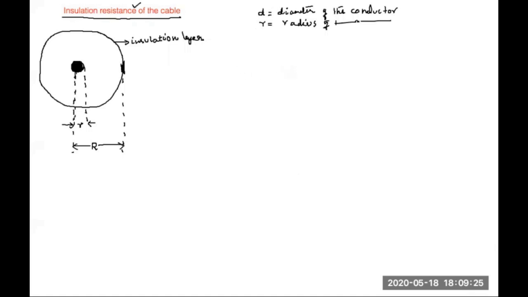Okay, now first I have to consider this path. I know one thing: the current always moves radially outwards, towards the surface of the conductor, towards the surface of the insulator. Like this it goes. So in this path, how will I find the resistance?